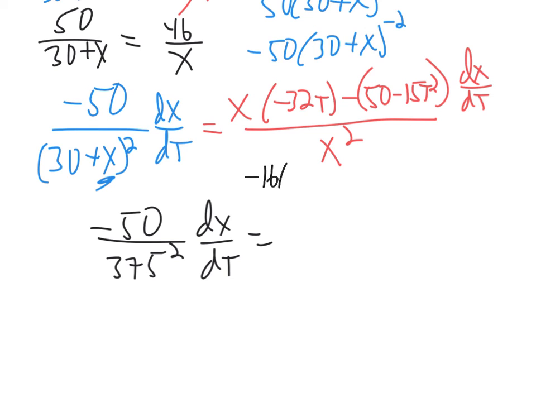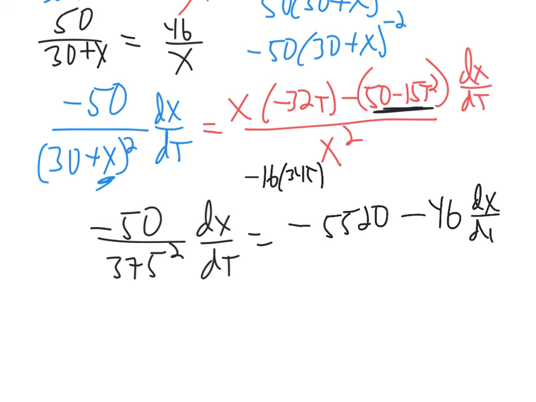Negative 16, and I know x is 345. So let's multiply those, and I get negative 5520 minus, and then of course I know t equals 1/2, so that just becomes 46 times dx/dt, all over 345 squared. Now I'm not going to write that out.